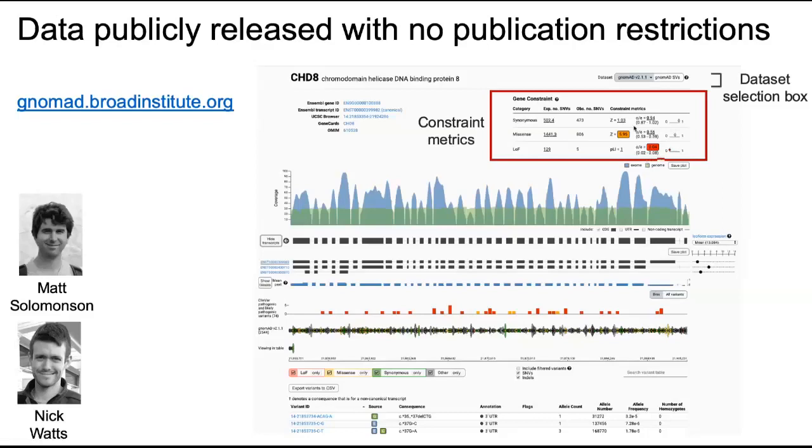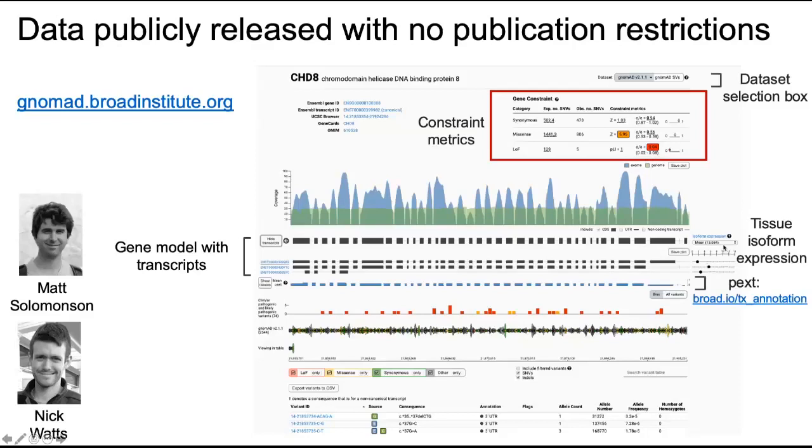We can also show the gene model with transcripts, breaking down which transcript is the most used, and also including their expression across tissues. We show the mean expression, but if you have a tissue of interest, you can select that one. There's also a new score called pext, which is the proportion of expression in transcripts at that position, based on the expression filter that I mentioned previously.